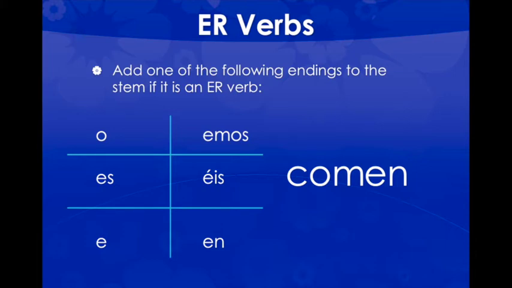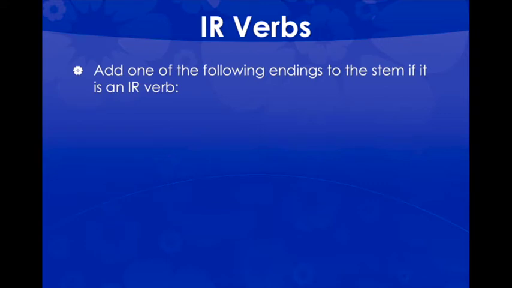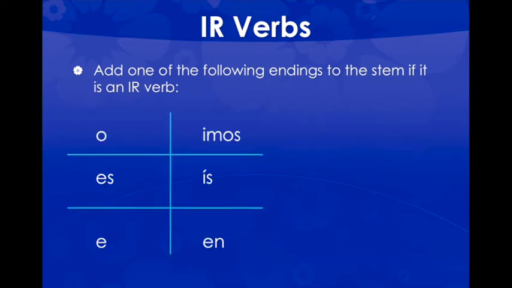IR verbs have these endings where you're going to see the boot, and we'll talk about what the boot means later on if you remember that from Spanish 1. You can see they're very similar, or they're the exact same as ER verbs. Only in the nosotros and vosotros forms is it different. Instead of amos, it's imos. Instead of es, it's is. Still an accent though.